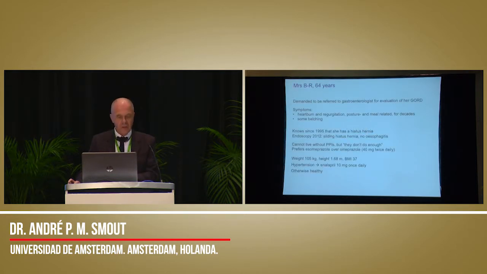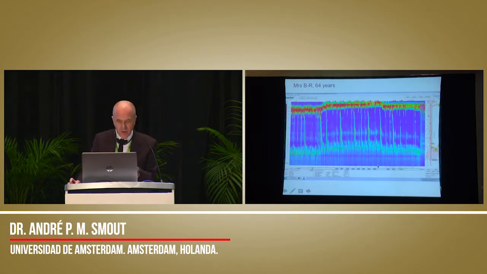I have a case. We'll have more cases, I understand, but this is one. A patient of 64 years old who had heartburn and regurgitation and some belching. She has a hiatus hernia, but she is not satisfied with the omeprazole or the esomeprazole. She's overweight. I show this patient because it's a real patient, and I show you why I believe it's so important that you do these studies properly.